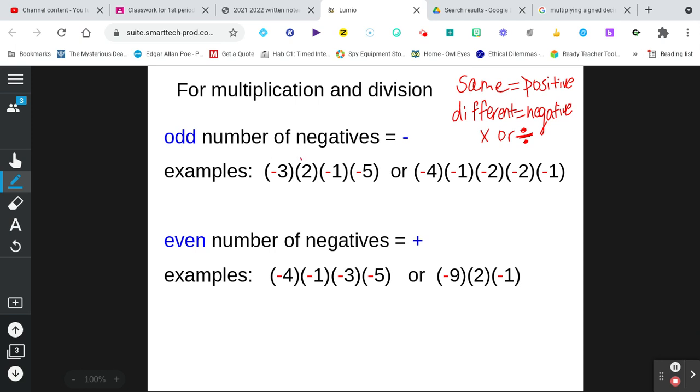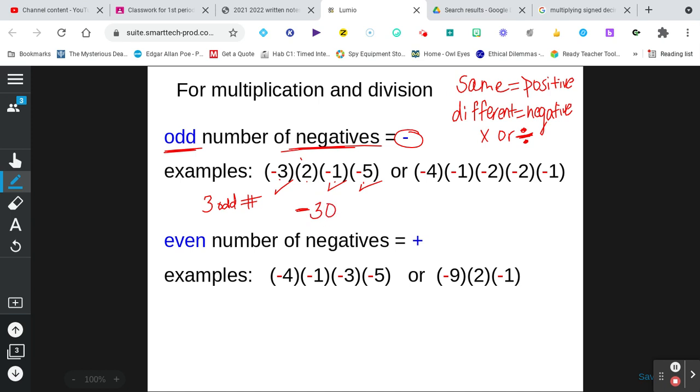You can look at the number of negatives that you have, guys. An odd number of negatives will produce a negative. Say, for instance, here, that's 1 negative, 2 negatives, 3 negatives. 3 is an odd number, so this would end up being negative something. So I'll just say 3 times 2 is 6. 6 times 1 is 6. And 6 times 5 is 30. So I know it's going to be negative 30.